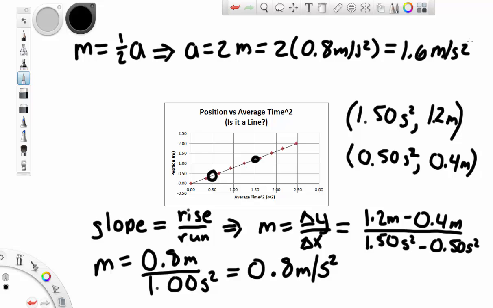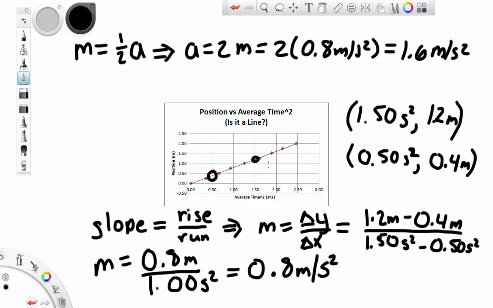By the way, I'm not being particularly much of a stickler here with significant figures. If I was, then this right here would need to be rounded off to one significant figure. Using this graph, that's probably about as good as you're going to get.